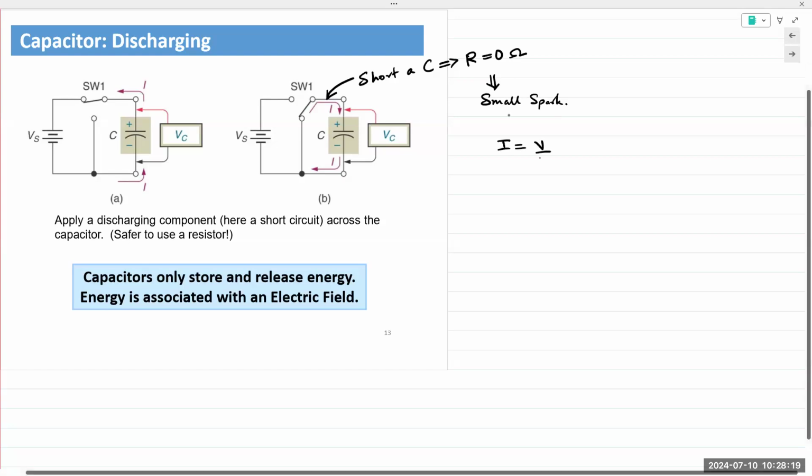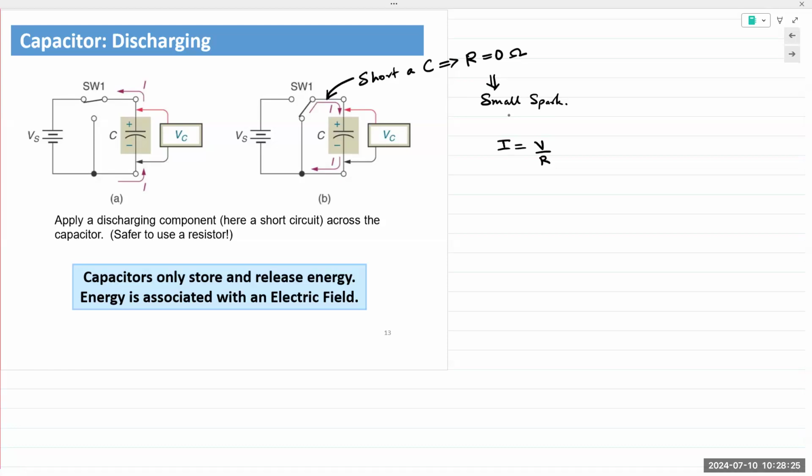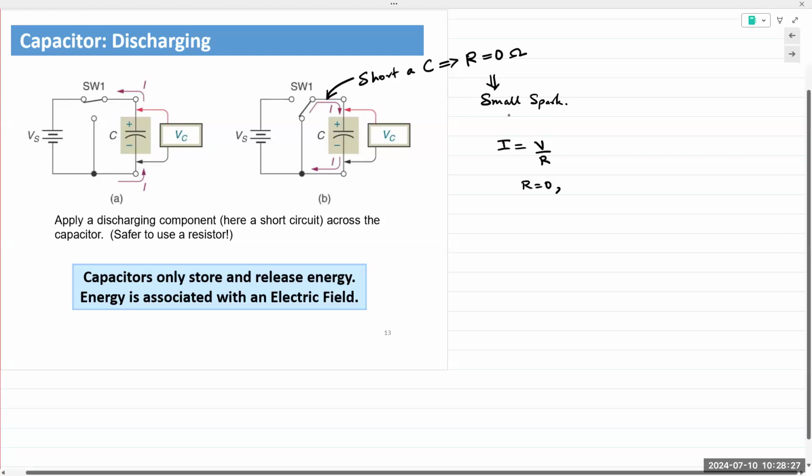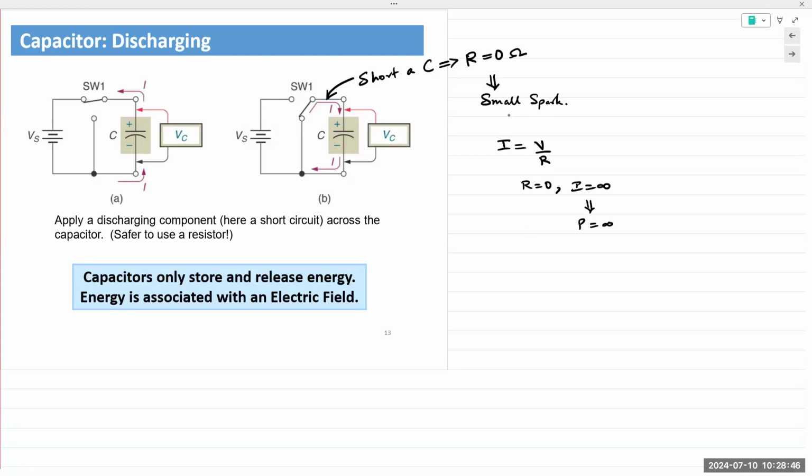So in real terms, I is V over R. If this R is 0, I goes to infinity, right? If R is 0, I is infinite. If I is infinite, then your power and energy is also infinite. Make sense? So all of that energy stored in the battery is being released all at once.